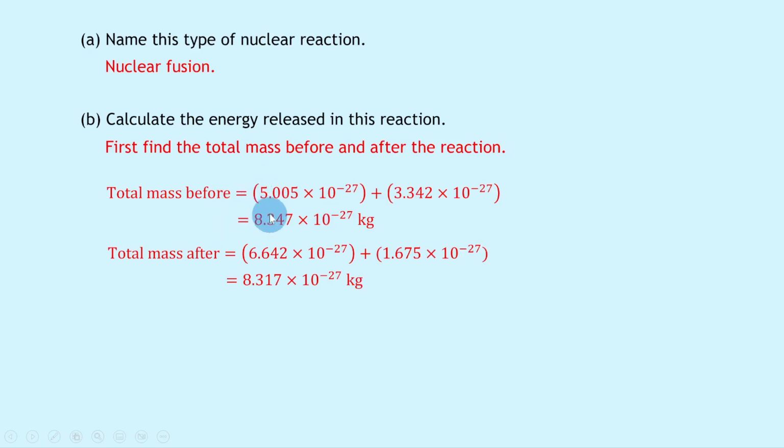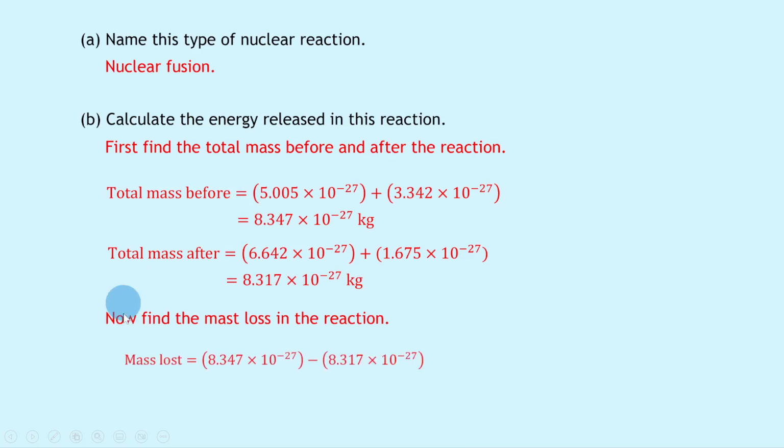Now that we have the total mass before and total mass after, we can now find the mass lost in the reaction. So we have that the mass lost is equal to the total mass before minus the total mass after, so we have 8.347 times 10 to the minus 27 minus 8.317 times 10 to the minus 27, and putting that into your calculator should give you an answer of 3 times 10 to the minus 29 kilograms.